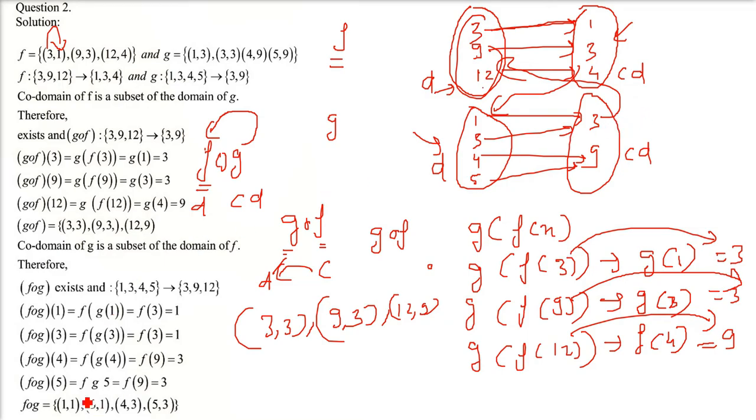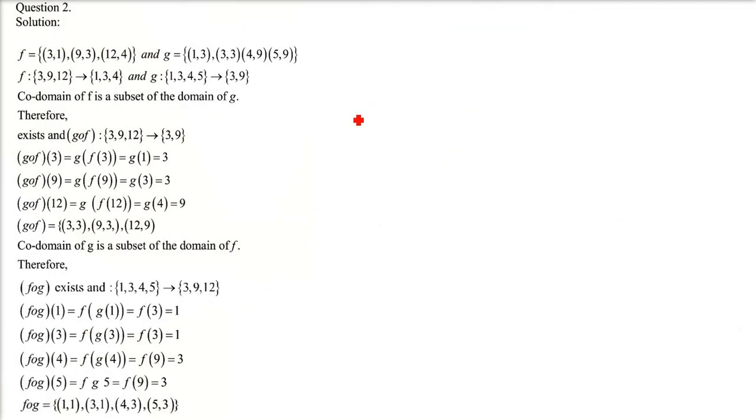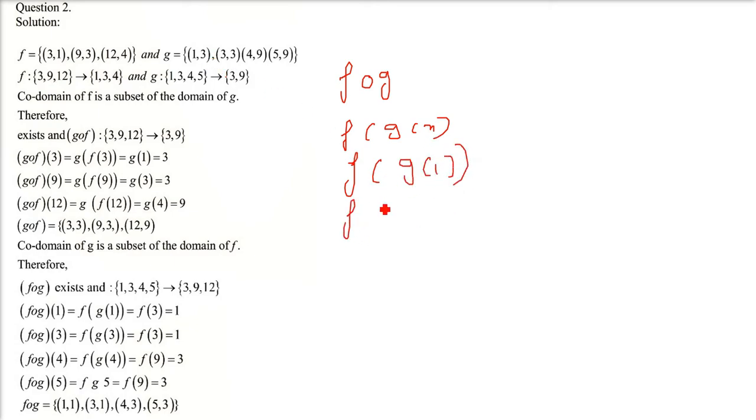How do we find out F o G? Let us see here. Let me just clear it. Okay, now we are going to make F o G, so F of G(x). Now you see what values x will take: the domain of G, that is 1, 3, 4, 5. So for x you are going to put 1, then F of G(3). All the domain values of G you have to take. Then F of G(4), F of G(5).